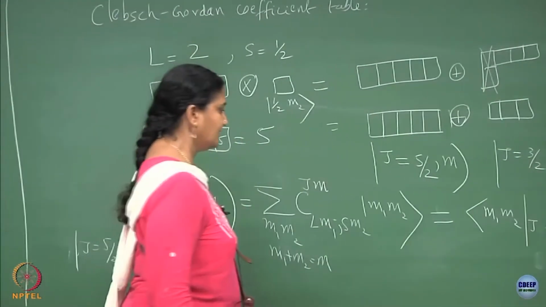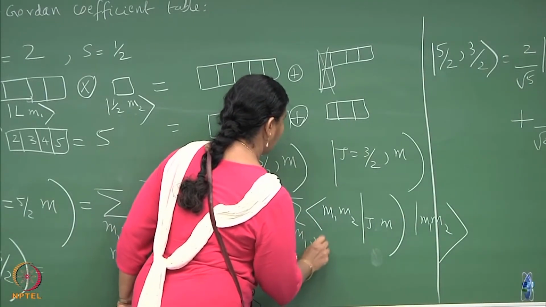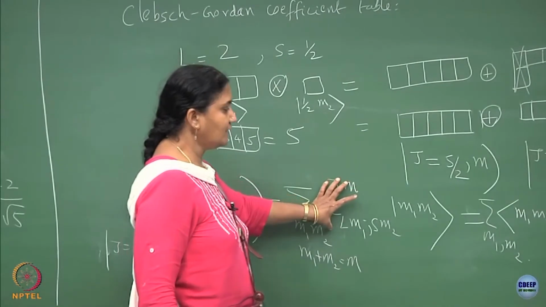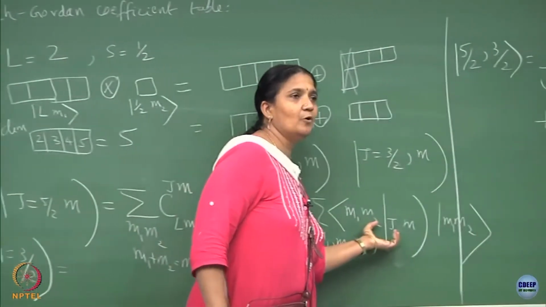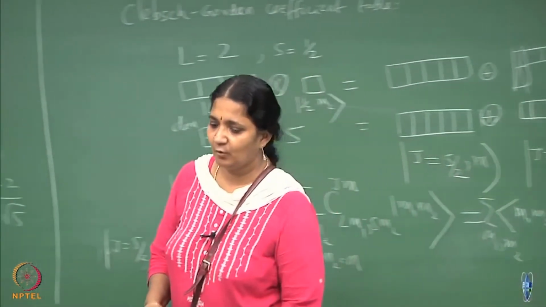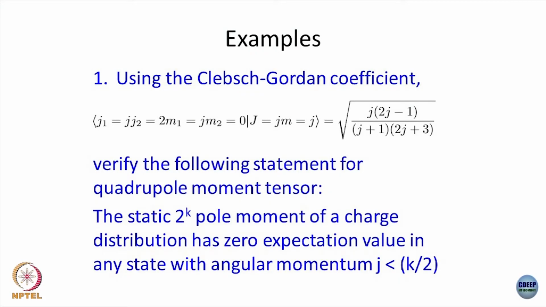People do write this way; both are equivalent. The CG coefficient which I have written, sometimes they write it as an inner product of 2 states. So, that is the coefficient which I have given in your problem. Use the Clebsch-Gordan coefficient which is given to you, and you are asked to verify dipole moment, quadrupole moment and so on.